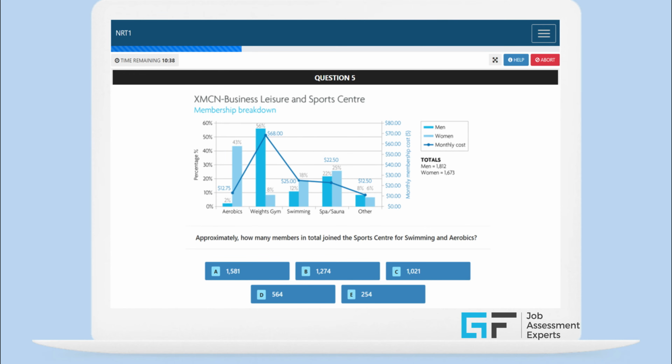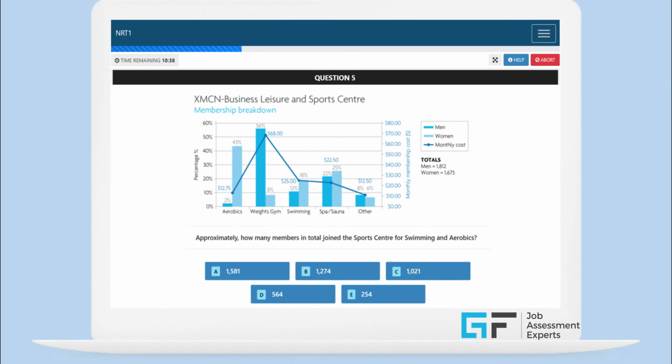Question 5. This is the final, most common numerical question type that we will cover today. If you can understand the reasoning and steps behind a question like this, you will be in a strong position to tackle any numerical reasoning tests that you may come across.